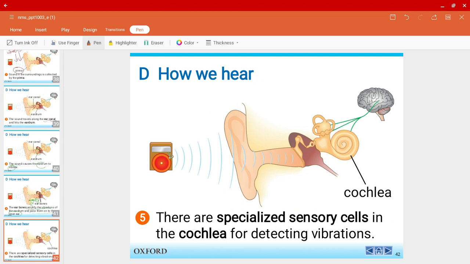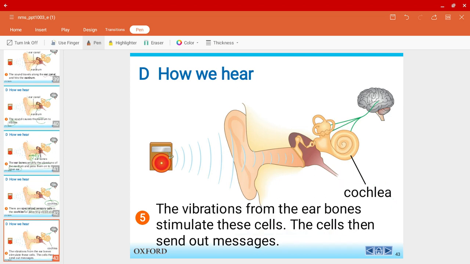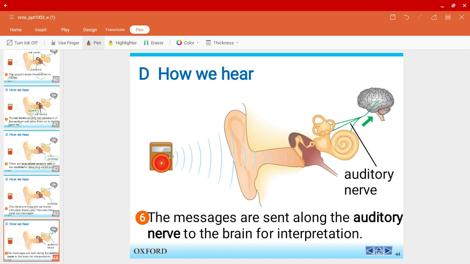In the inner part of the ear, we have the cochlea, of course. There are specialized sensory cells in the cochlea for detecting these kinds of vibrations. The vibrations from the ear bones stimulate these specialized sensory cells, and these cells will then send out messages through the auditory nerve. Finally, the messages are sent along this nerve to the brain for interpretation.